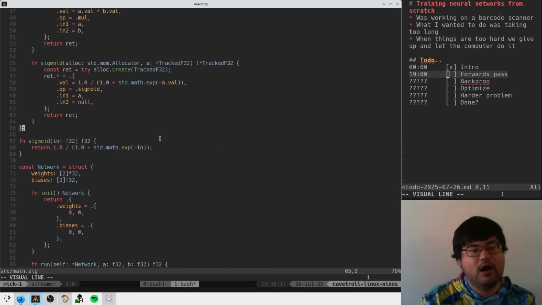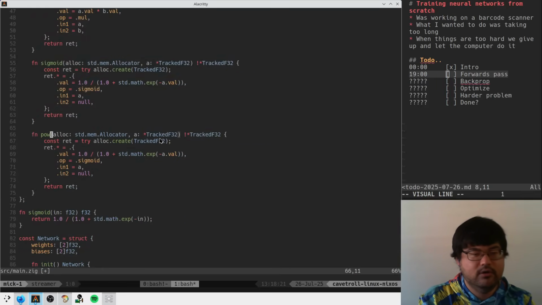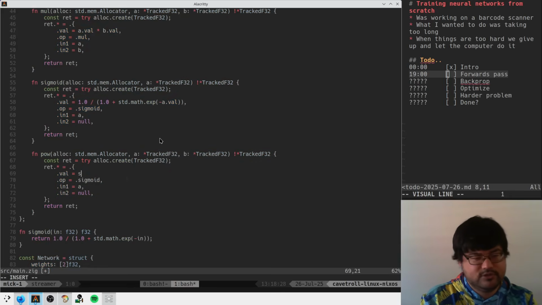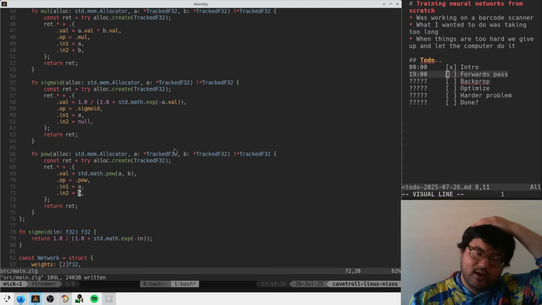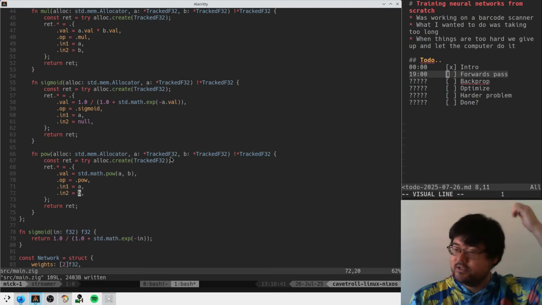Okay, last one is power. So we have pow, A and B. And this is going to be std math pow a b. We're saying that pow a and b are our two inputs, and now this should be everything that we need to walk backwards.